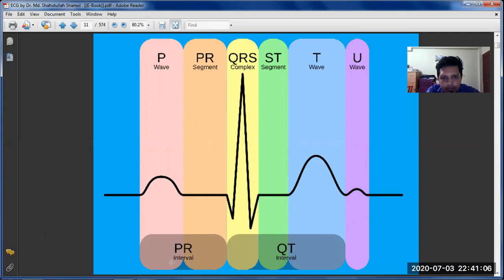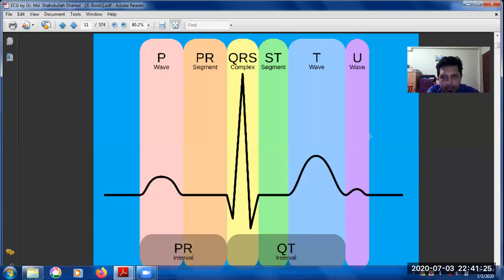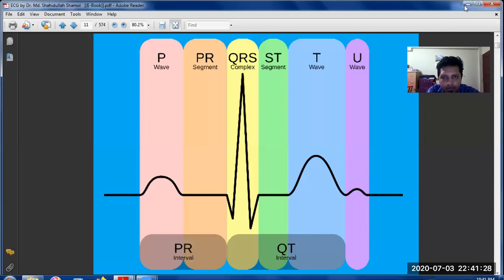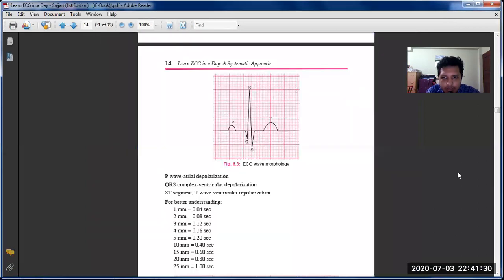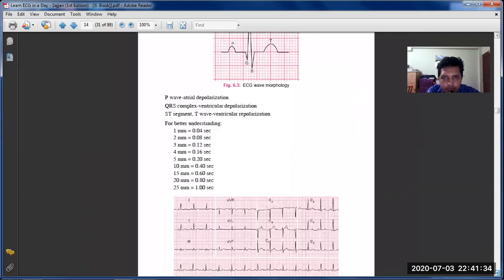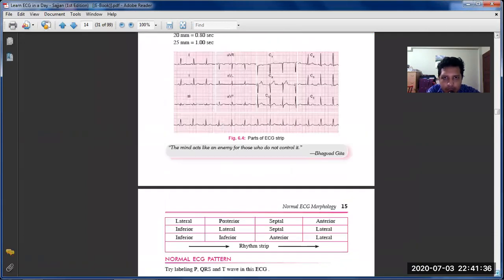And these are intervals. The PR interval is from the beginning of the P wave to the beginning of the QRS complex. The QT interval is from the beginning of the QRS complex to the end of the T wave. In this picture we are also seeing another wave, the U wave. I will discuss it later during the discussion of the waves individually. So now let's come back to the previous picture. We have shown the waves, intervals and segments.